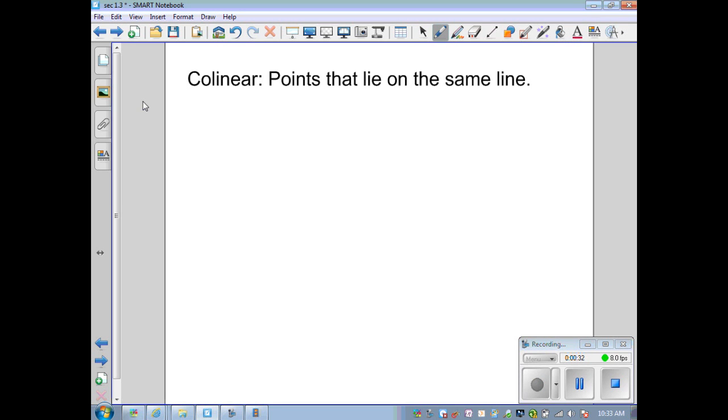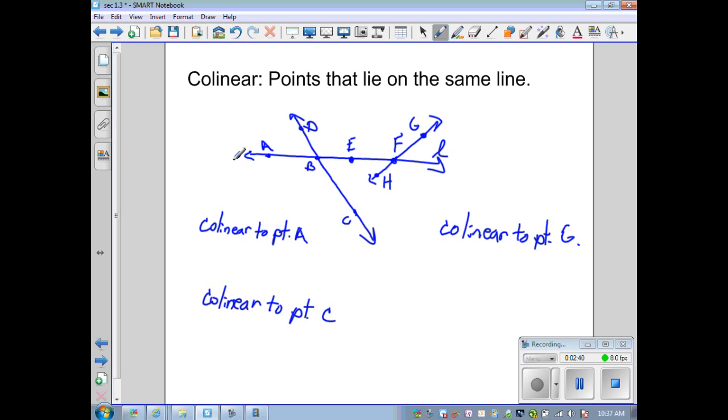Collinear. Collinear means points that lie on or in the same line. Let's take a look at an example. In the diagram, I have 3 lines. Line AE, or again, we could name this multitudes of ways. For example, line AF. Or I also have line L, which is the same 2 lines I already named. We also have line DC, and we also have line HG.